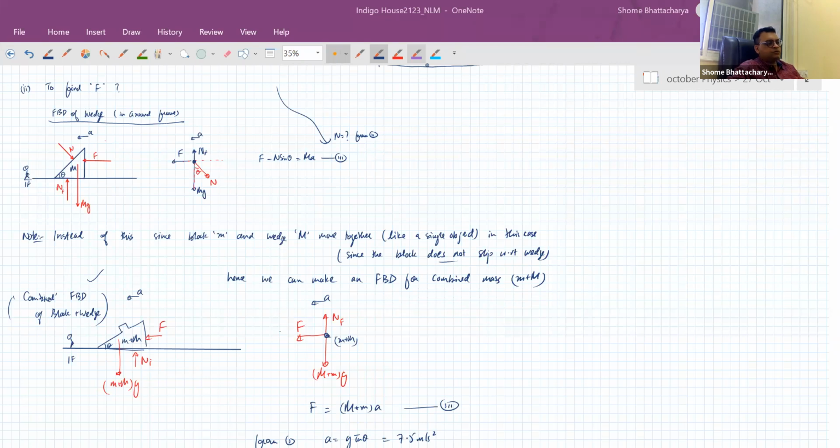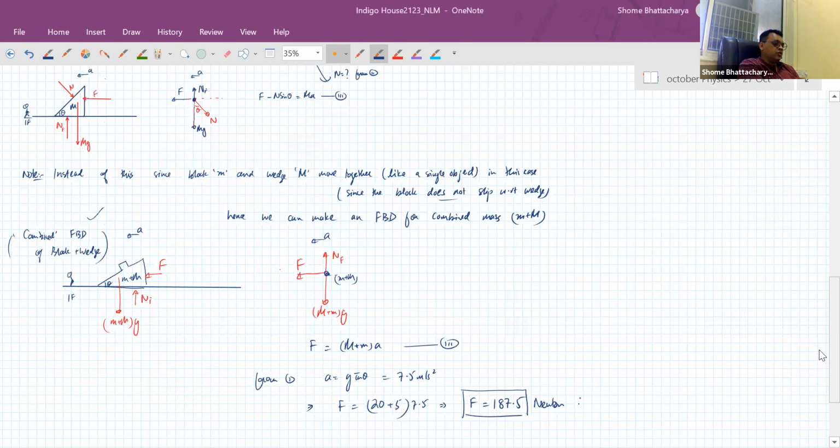But the first method which I've not solved is the more complicated method, because we'll have to substitute the value of N from equation 2 that we had written in the above FBD. Whereas the second method that I've shown is comparatively easier, because you're considering the combined objects, so there is no contact force between them coming into play.